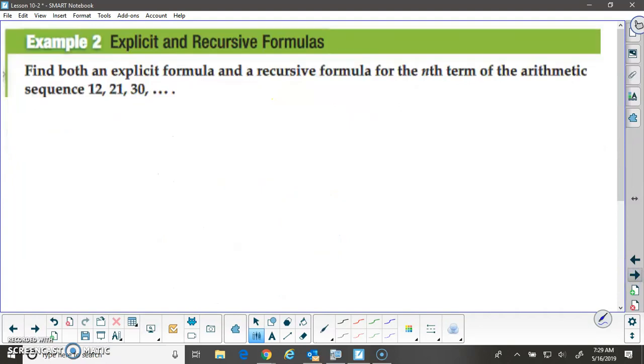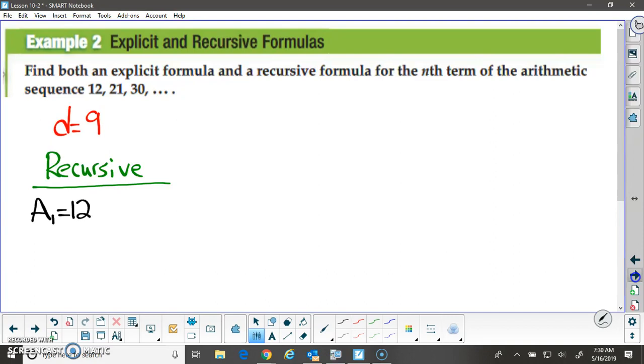This example says find both an explicit formula and a recursive formula for the nth term of this sequence. The first thing we do is determine the common difference. You can see here that it's going up by 9 each time. Let's do the recursive first. Recursive is pretty simple. We simply state the first term, which is 12. Then to find the nth term, take the previous term, and I like to put it in parentheses, and then we just add d, which in this case is 9. That represents the recursive formula.